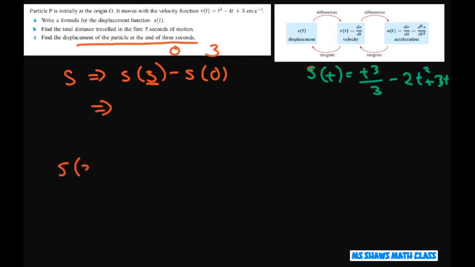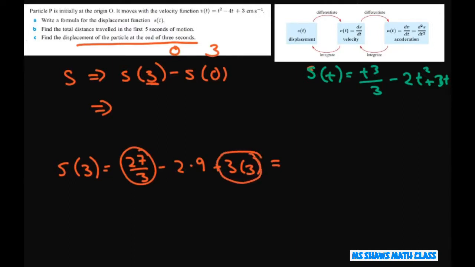So s of 3 is going to be 27 divided by 3 minus 2 times 9 plus 3 times 3. So this is 9 plus 9 is 18, and this is minus 18. That gives you 0. So what we get is 0 minus 0, because you plug in the 0 on all these t's, you get 0. So this equals 0. Or you could do the integral, and that would give you from 0 to 3.